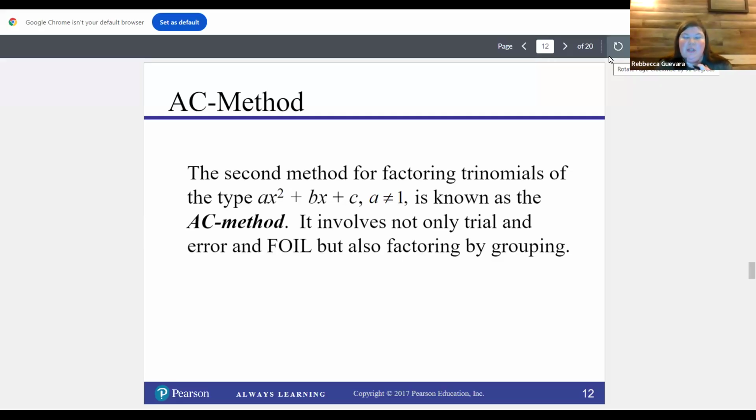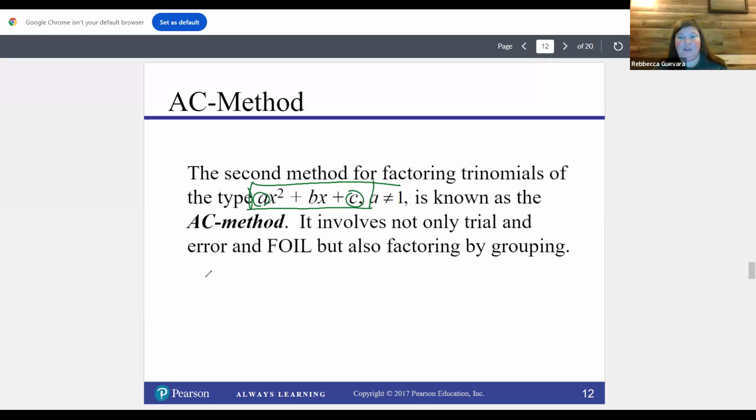Okay, so now for the AC method. The AC method gets its name from this. We have our trinomial here. We have A and we have C. So the second method for factoring trinomials of this type is known as the AC method, and it not only involves trial and error of FOIL, but factoring by groups. Now, the AC part comes from what we're going to do.